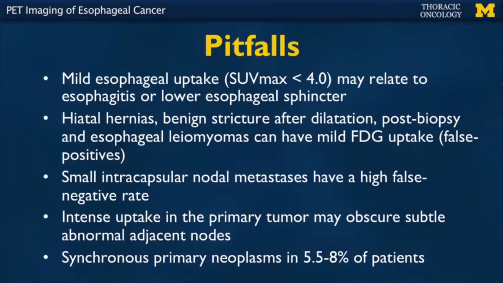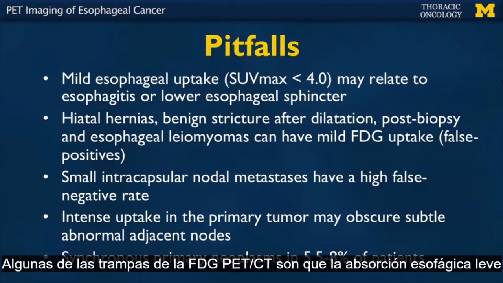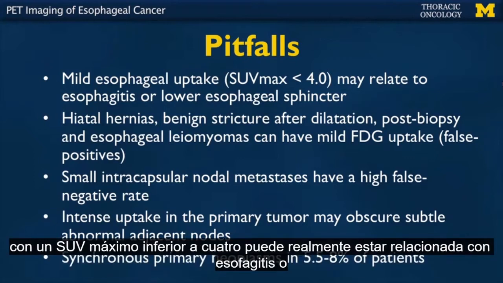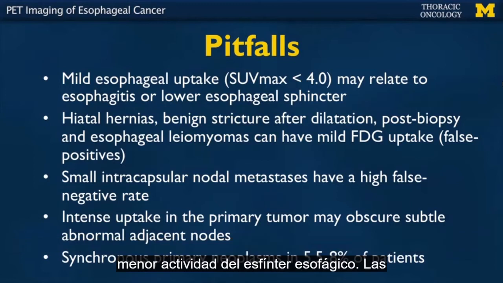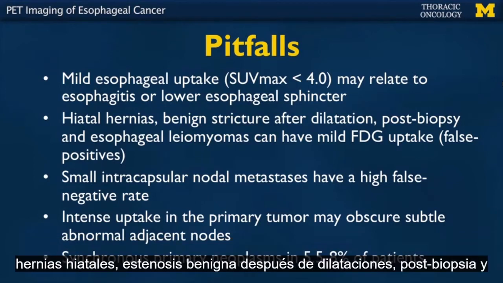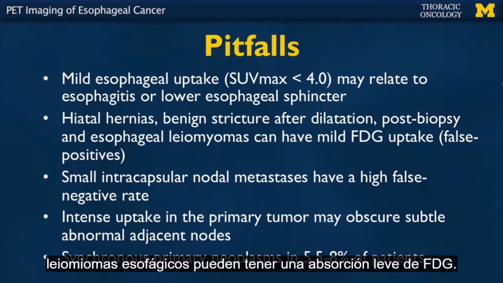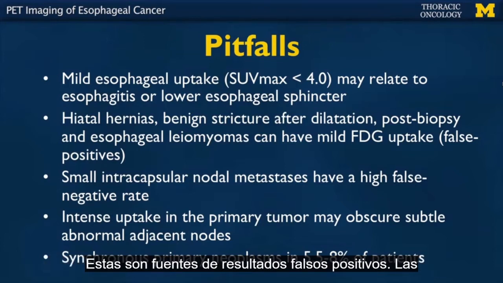Some pitfalls of FDG PET-CT are that mild esophageal uptake with an SUV max of less than 4 may actually relate to esophagitis or low esophageal sphincter activity. Hiatal hernias, benign stricture after dilatations, post-biopsy, and esophageal leiomyomas can have mild FDG uptake. These are sources of false positive results.